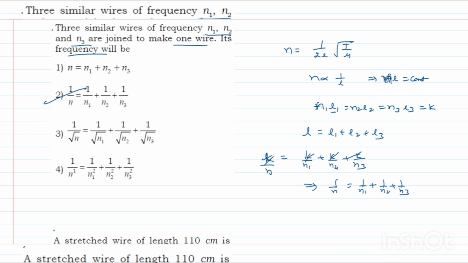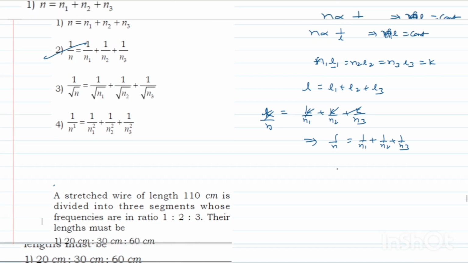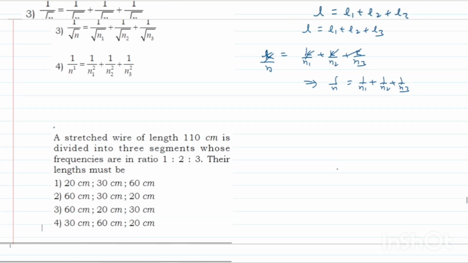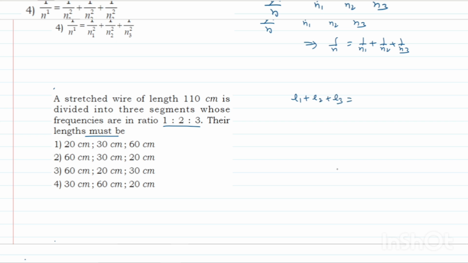Let us see the next question, students. A stretched wire of length 110 centimeter is divided into 3 segments whose frequencies are in the ratio 1:2:3. Their lengths must be in the ratio, they are asking. That's nothing but L1 plus L2 plus L3, which is given as 110 centimeter. Frequency ratios are given as N1:N2:N3, you can take as 1:2:3.